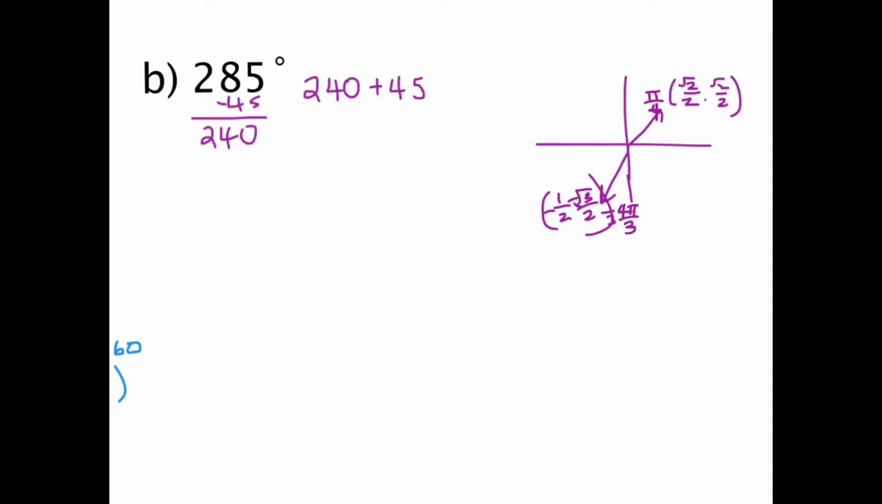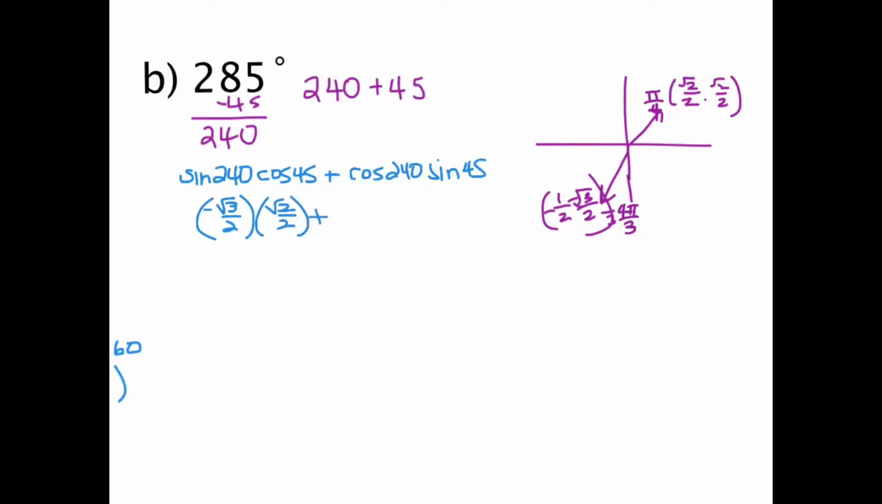Pattern for sine would be sine, cosine, cosine, sine. So it's sine of the first, sine of 240 times the cosine of 45, plus the cosine of 240 times the sine of 45. So sine of 240 is negative root 3 over 2. Cosine of 45 is root 2 over 2. Plus cosine of 240, which is negative 1/2, times the sine of 45, which is root 2 over 2. And you get negative root 6 over 4 minus root 2 over 4.